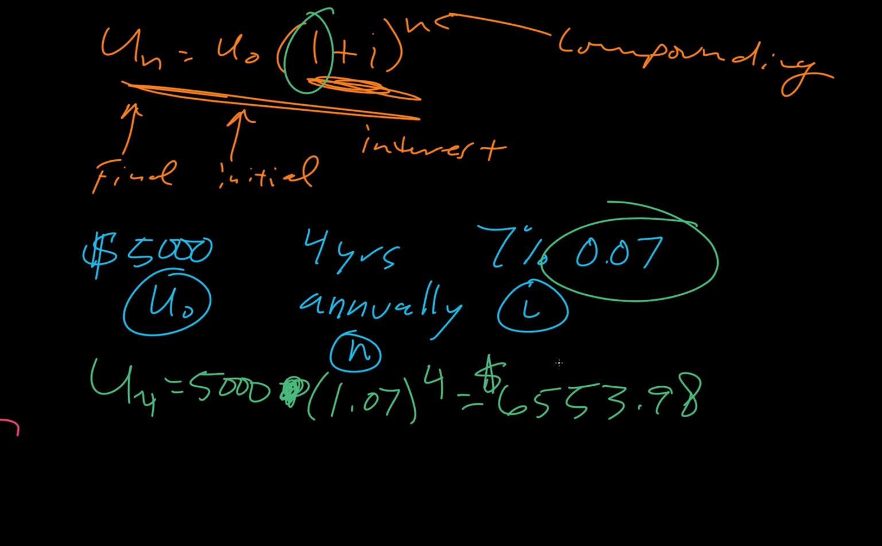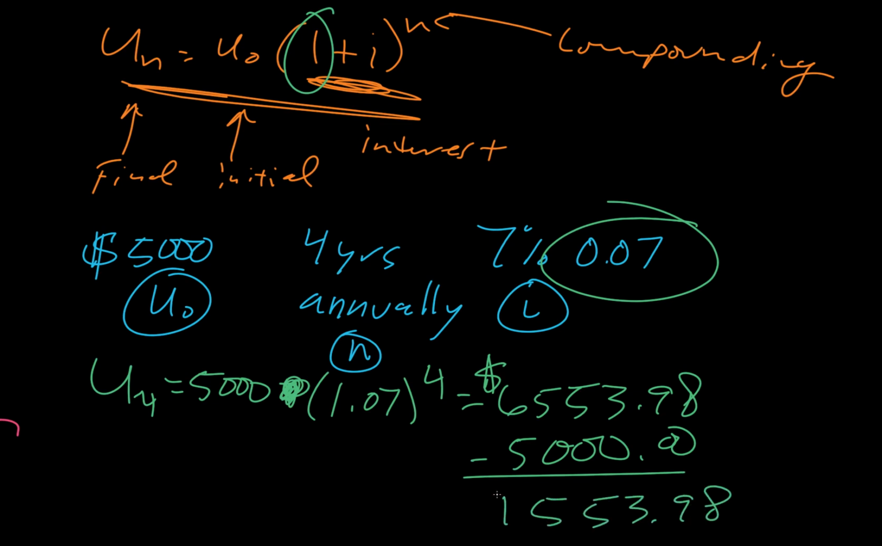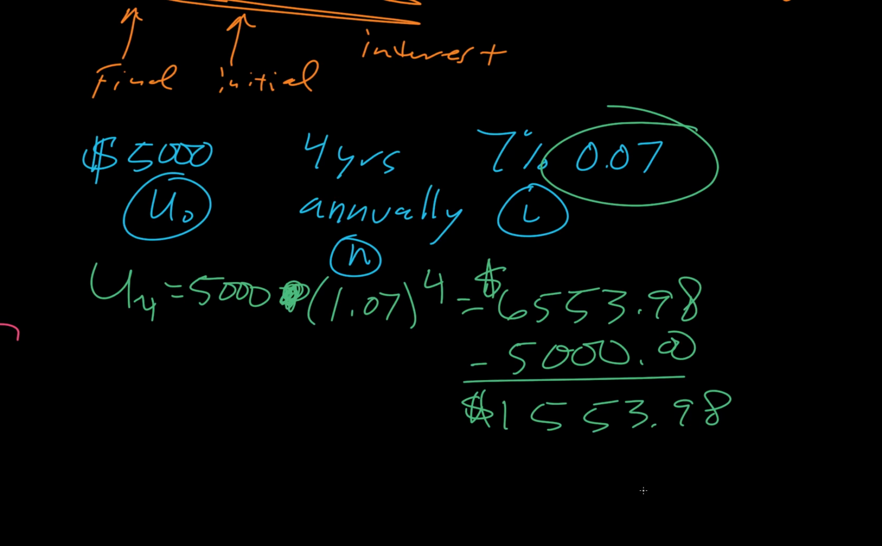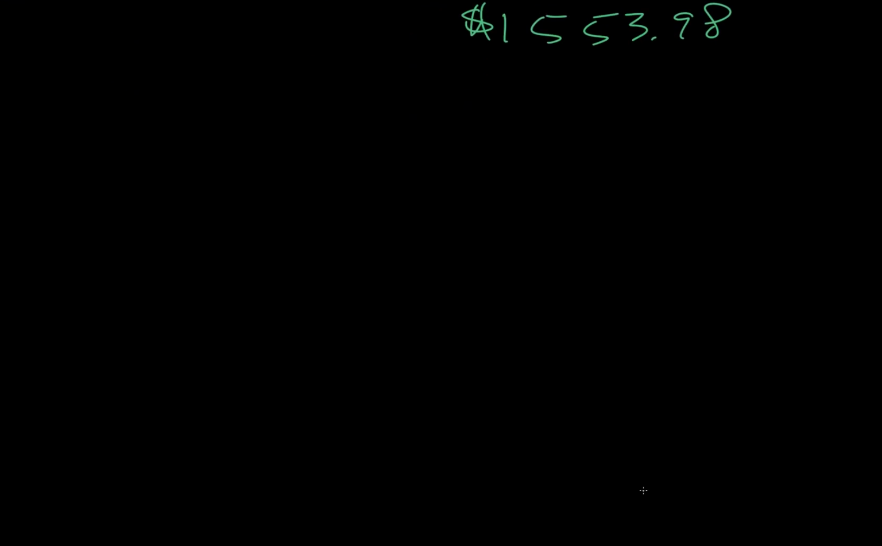And then the next part asks how much interest was earned. And so we want to just subtract 5,000 from that. You can go to your calculator to do that if you want. But that is the amount of money we actually earned in that 4-year period. Okay. Now we're going to move on to 13.